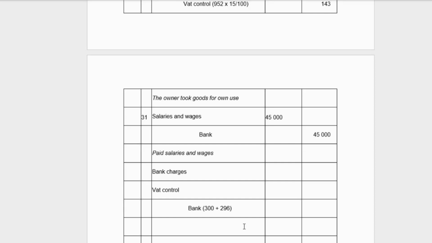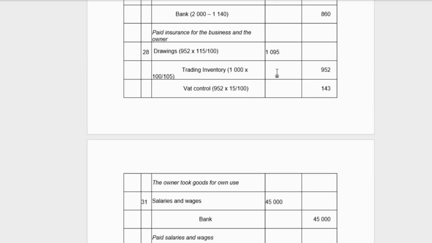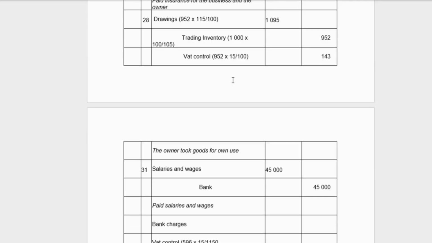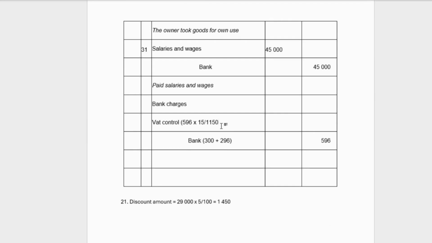And then how much did you pay for bank charges? Let's add them quickly and see how much it is. When I do my calculations there, I see that I've paid 596. And then I have to account for VAT. So when I account for VAT, I'm going to say 596 multiplied by 15. Because this amount includes VAT, I divide by 115. Remember, up there was no inclusion of VAT. So that is one. And then here, the amount includes the VAT. That's why we divide by 115. Where it doesn't include the VAT, we divide by 100. Okay? Just to clarify the VAT issues.